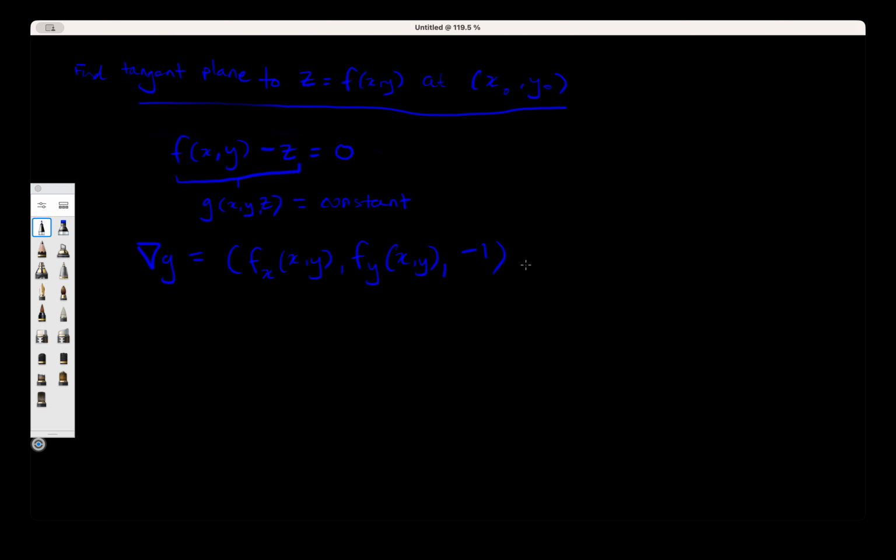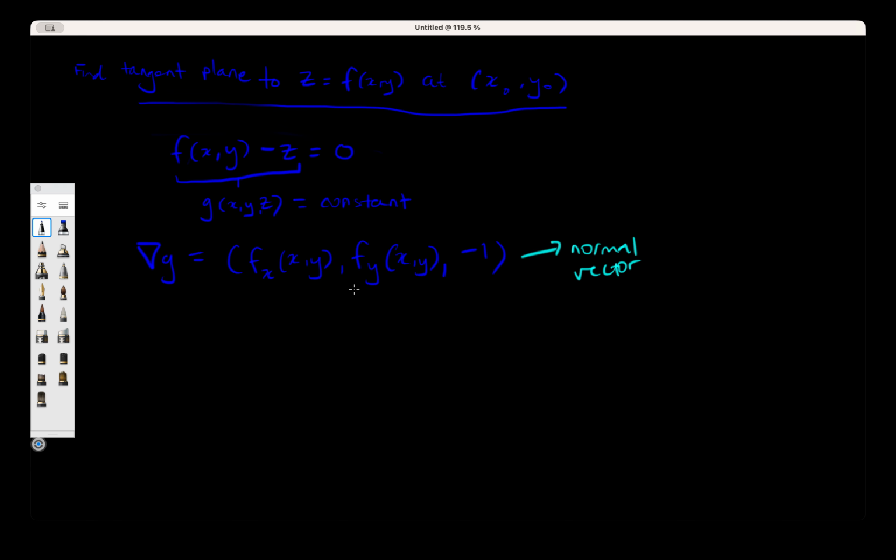Now just bear with me, just thinking about the next step. We've got our partial. Right, so this is basically our normal vector. Actually, let me do that in another color. This is our normal. This is the normal vector.